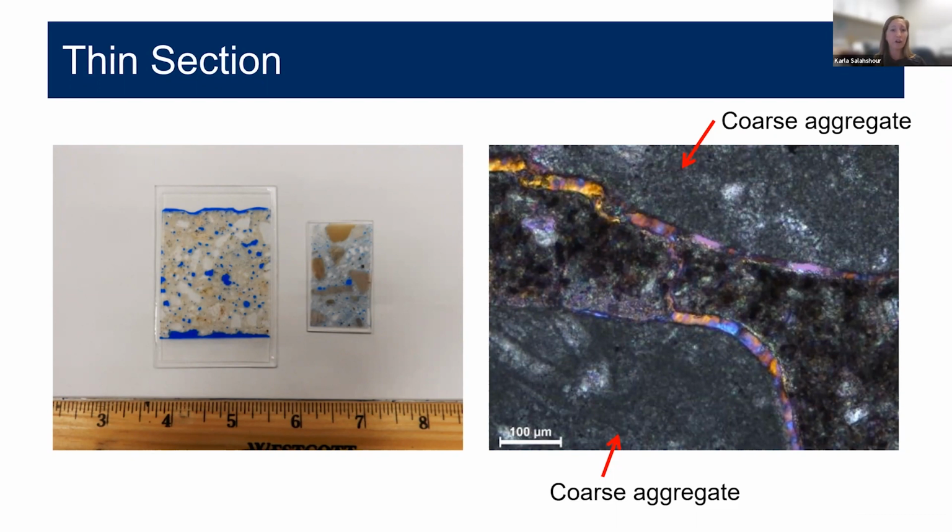On the left are large and small format thin sections. On the right is an image that we can take under cross-polarized light. This is an example of what could be delayed ettringite formation. We have a gap around coarse aggregates that's been infilled with ettringite. Having a trained eye of what to look for optically and being able to characterize the aggregates, the paste, and secondary deposits then allows us to interpret the distress mechanism, in this case, delayed ettringite formation.